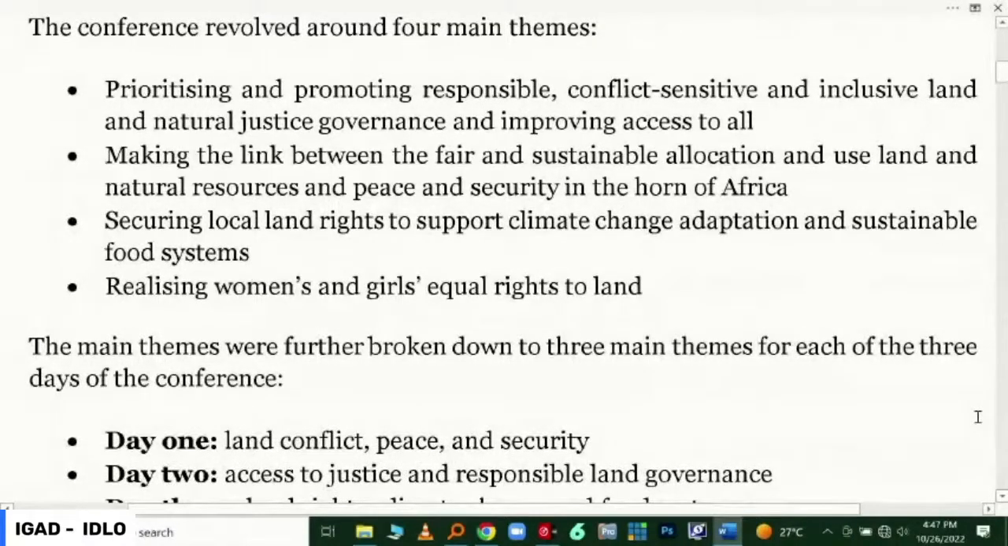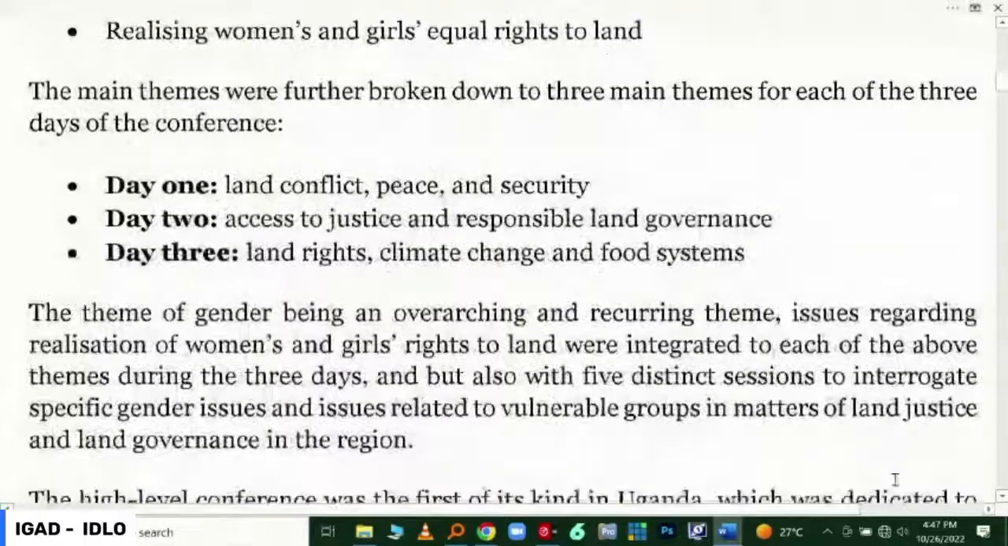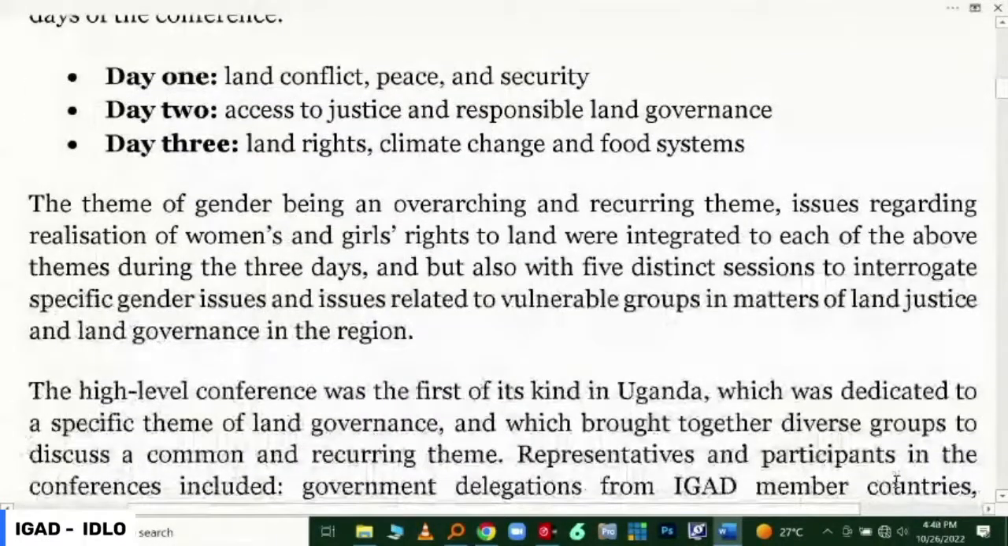They were well elaborated in the programs and also distributed through the programs in the three main days, all ranging from prioritizing and promoting responsible, conflict-sensitive, inclusive land and natural resource governance and access to justice, and sustainable allocation of land use, securing local land rights to support climate change, realizing women's and girls' equal rights to land and all that. And these were broken down into three daily themes: land, conflict, peace and security, access to justice, responsible land governance, and the three, land rights, climate, and food systems.